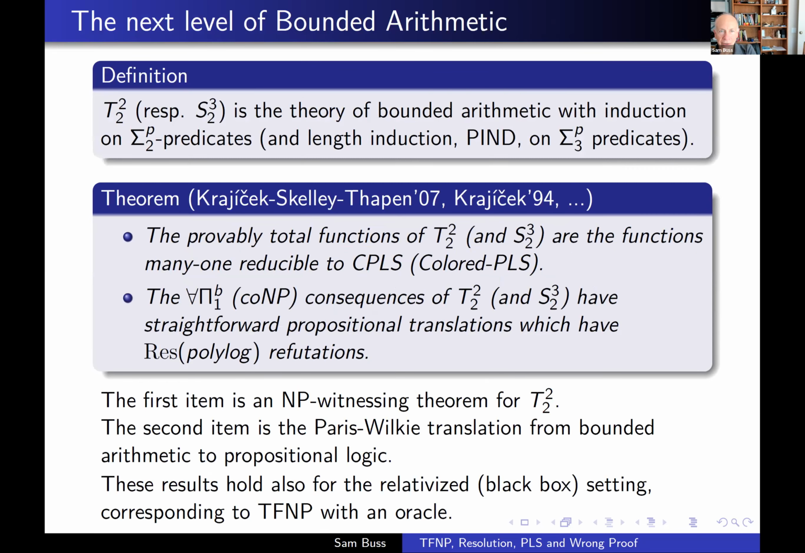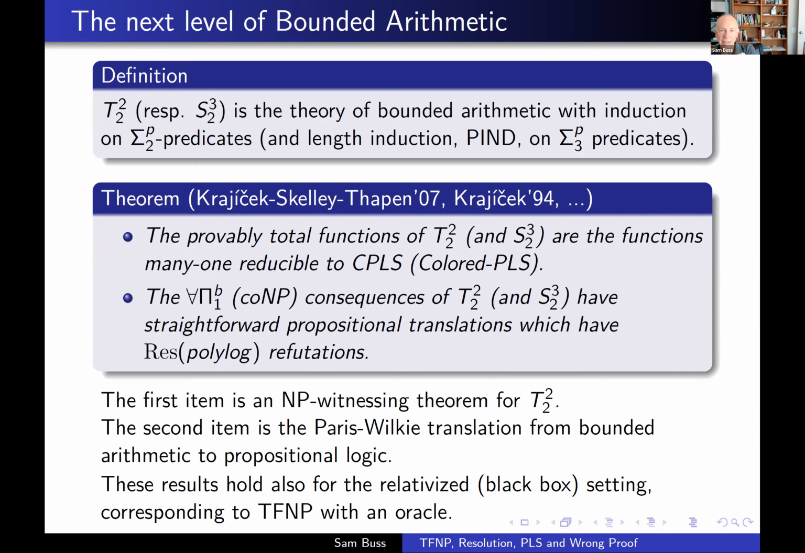Okay, so now we step back to bounded arithmetic again for a second here. T22, this is the next level up from T12, and has a conservative extension S32. And these are the theories. T22 has full induction on sigma P2 predicates, that's the NP to the NP predicates, and length induction on sigma P3 predicates, which is the next level of the polynomial time hierarchy, NP to the NP to the NP.